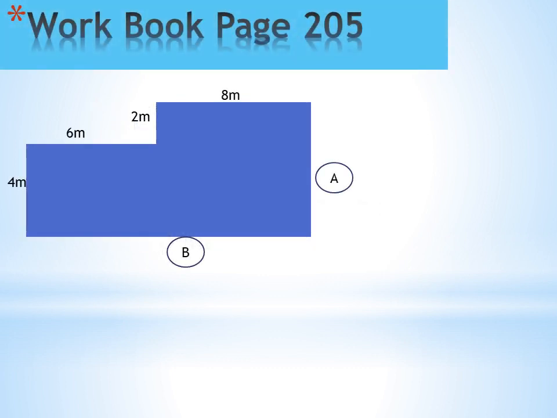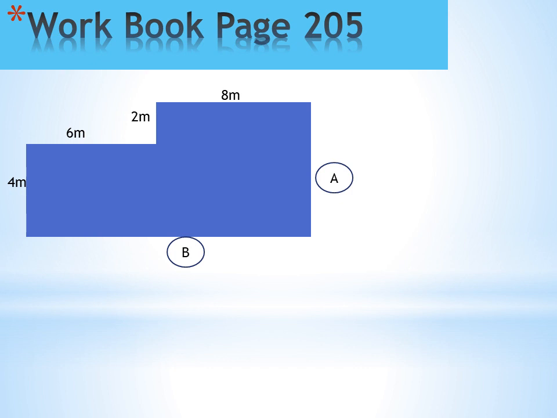All right, now we're going to focus on our workbook, page 205 and 206. So we have a shape here. It's a compound shape. I mentioned to you that a compound shape is made up of two different simple shapes. So in this shape, you can see already that we have two rectangles. All right, now let's proceed.